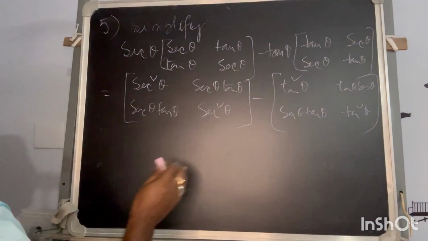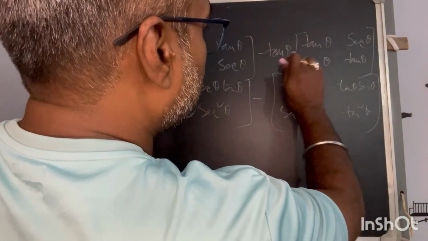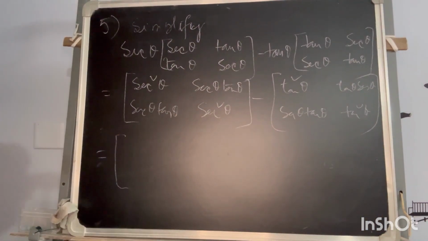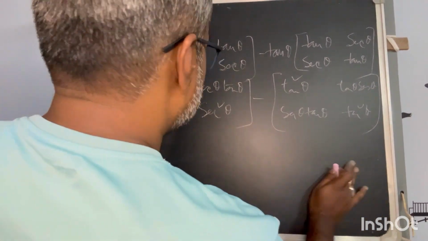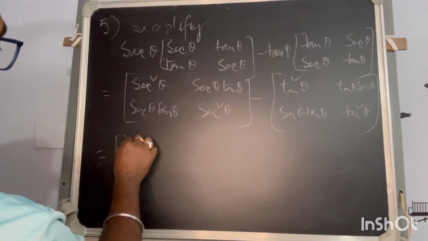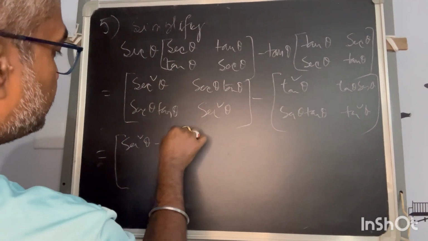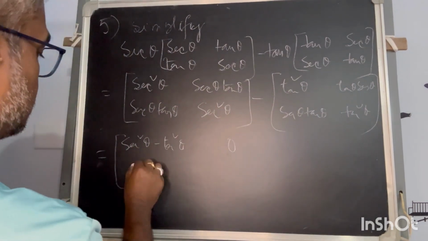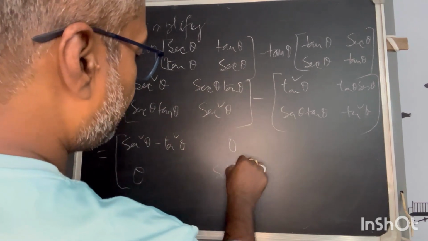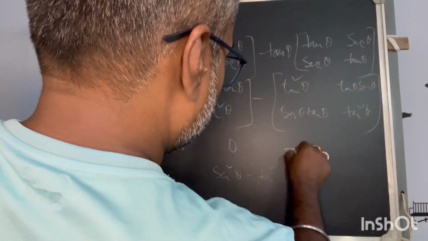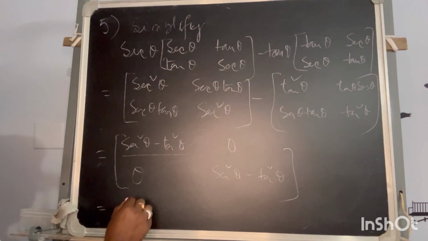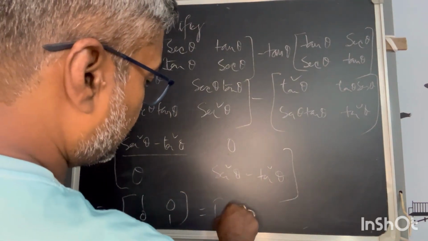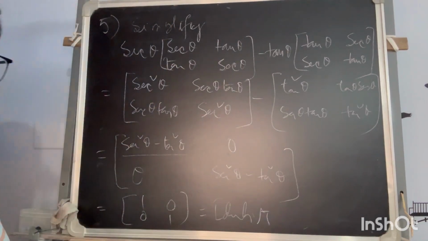Now this can be multiplied in any orientation. I am writing tan theta sec theta, you can write sec theta tan theta. That doesn't mean anything different. That is the same. So now you have to deduct. So this will become sec square theta minus tan square theta. Sec theta tan theta minus sec theta tan theta is 0. Sec theta tan theta is also 0. Sec square theta minus tan square theta, now this in trigonometry is equal to 1. So 1 0 0 1. This is again an identity matrix, you can see.